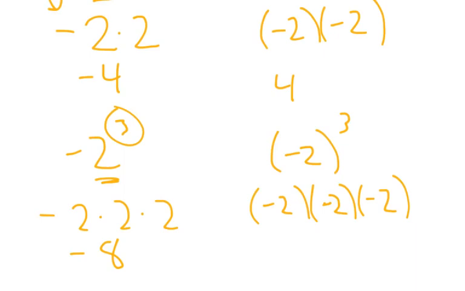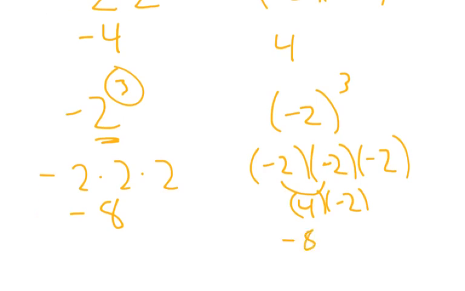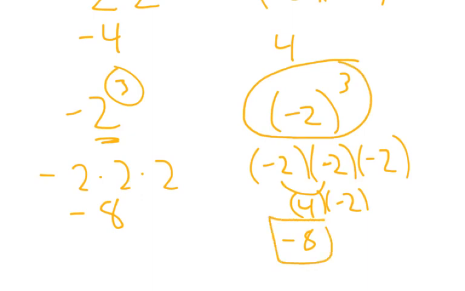And when you multiply it out, you'll get positive 4 times negative 2 for negative 8. So sometimes the sign will still be negative. It just depends. And writing it out, expanding it out, really helps you see that.